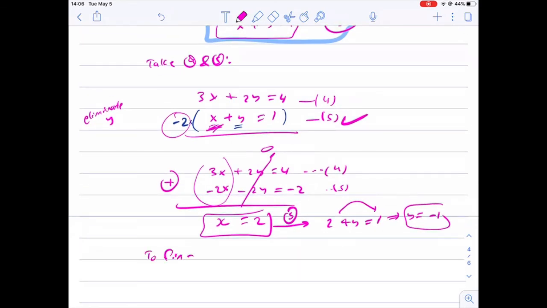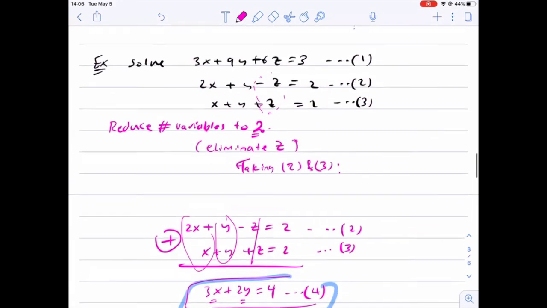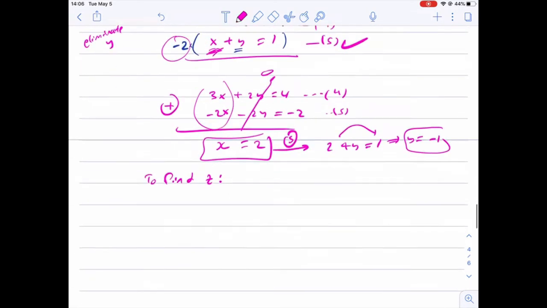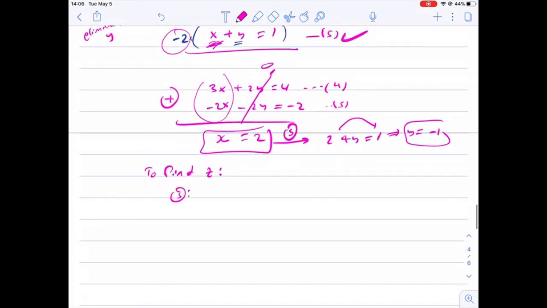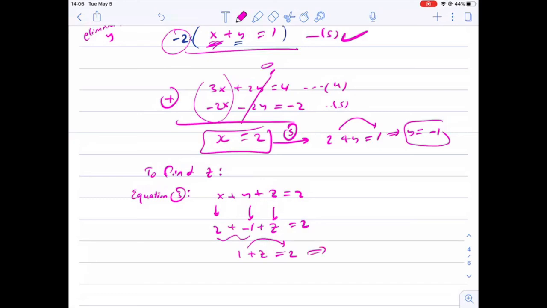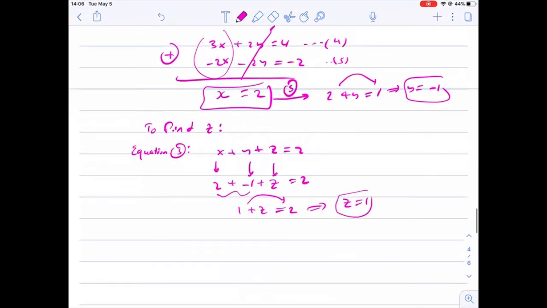Now we need to find z. We can use any of the equations here. So let's use the third equation because it looks simpler. So equation 3 gives x plus y plus z equals 2. x is 2, y is negative 1, and z, we don't know z, so this is 1 plus z equals 2, and then subtract 1 from both sides, you get z equals 1.